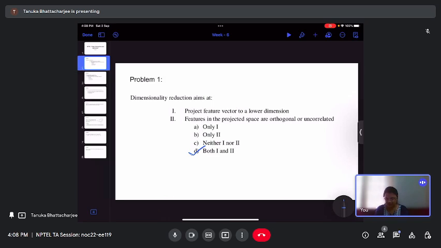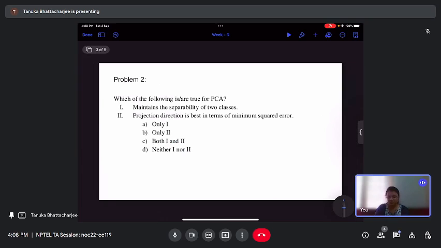Let us move on to the next one. The next one is, which of the following is or are true for PCA? First is maintains the separability of two classes, and second is projection direction is best in terms of minimum squared error. Again, if anyone wants to volunteer before I explain it.